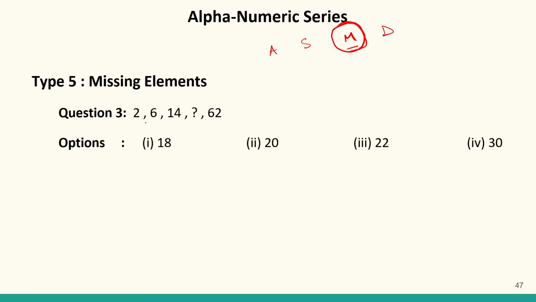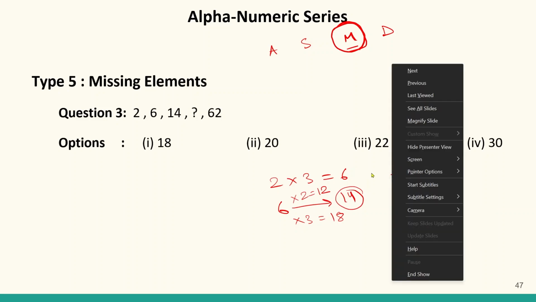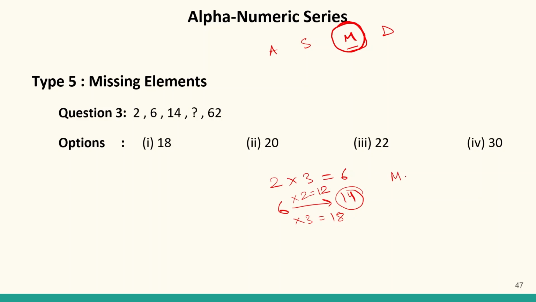So if there is no direct multiplication, 2 into 3 we can write 6, but how did we go from 6 to 14? If we multiply 2 by 2, we'll get 12. If we multiply it by 3, we'll get 18. So how did we get 14? So straight up multiplication is also not happening. So maybe we are multiplying, but also we are adding or subtracting something in this series. We are putting 2 operations in this series, right?